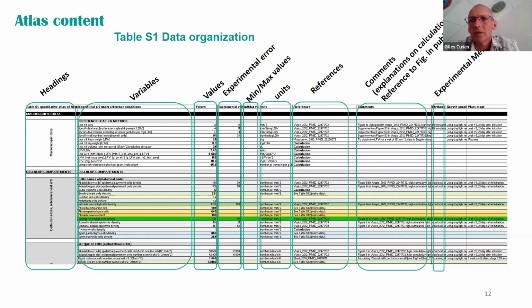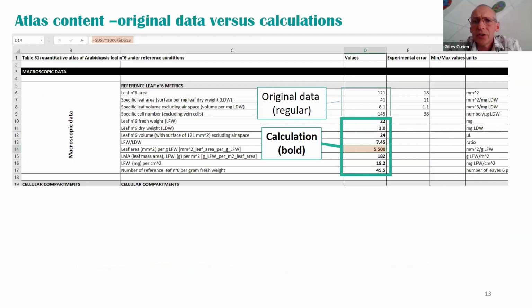The method, because the experimental method determines the quality also of the data. Growth conditions, they are similar or different, and plant stage. A very important visual code. If you look, you will see that some figures are in regular, and others in bold. So when they are in regular font, that means that they are from the paper published. Sometimes with a precision that is maybe illusory, because we know that experimental measurements in plant are subject to variation. But we prefer to keep this illusory precision because it's easier to check and to look at the value in the paper directly. And when it's bold, it results from calculation.